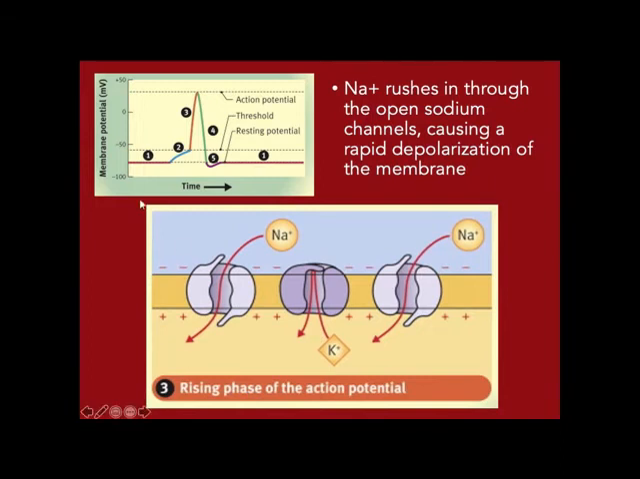All right, next, the third part where you have this rapid peak, the thing that happens now is that sodium is rushing through open channels, and that causes a rapid depolarization of the membrane, so the membrane actually becomes positively charged at this point. So we have lots of these gates opening.